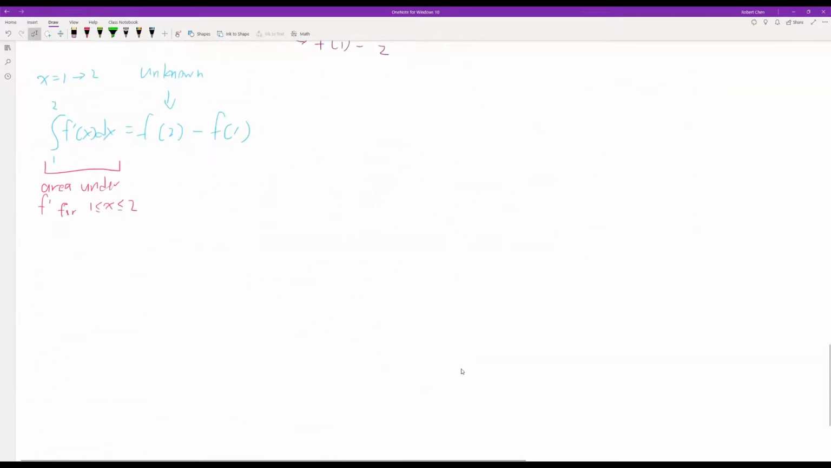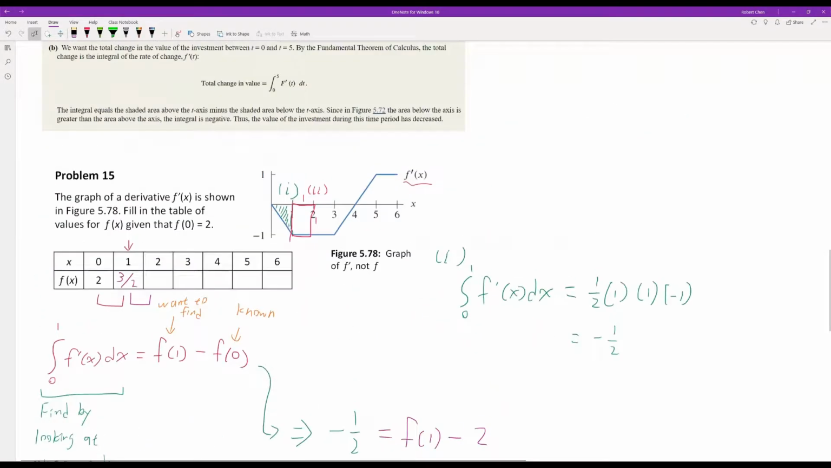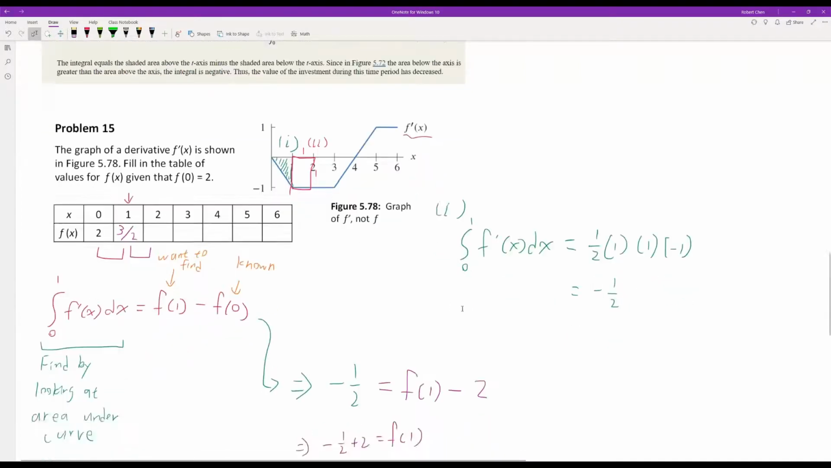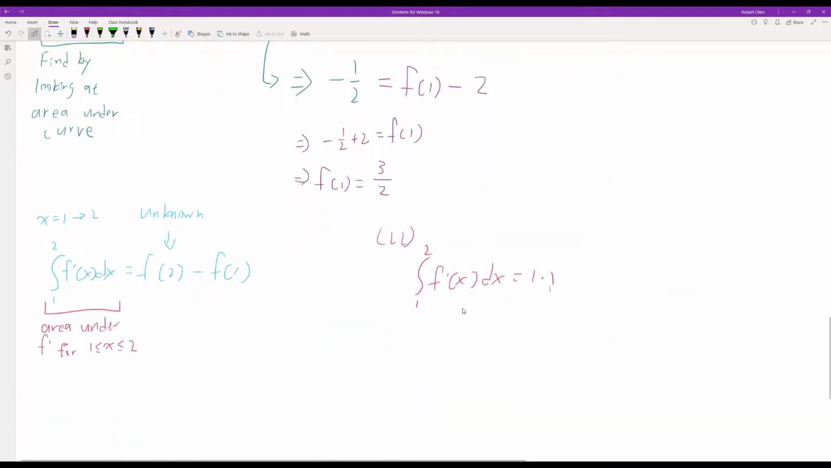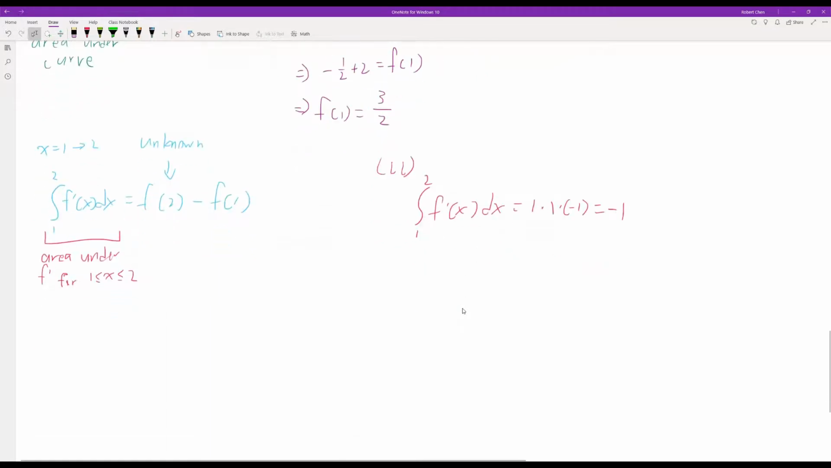Okay, so part 2, the definite integral from 1 to 2 of f prime of x dx is 1 times 1, which is a square. So both sides have 1, and then since it's under the x-axis, multiplied by a negative to make it a negative value. So -1 is the value for the definite integral.